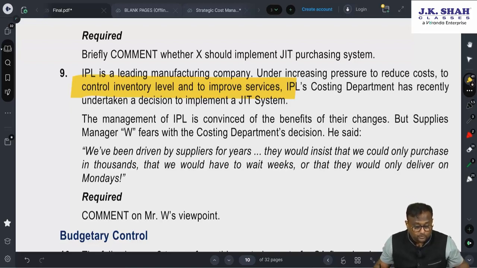Comment on W's viewpoint. So the scenario is such that they are delivering only on Mondays. For successful operation, your JIT system is generally selected because I can order smaller quantities frequently so that my inventory cost is eliminated. Now, rather than periodic purchase like monthly, quarterly, fortnightly or weekly, we will order material as and when it is required.